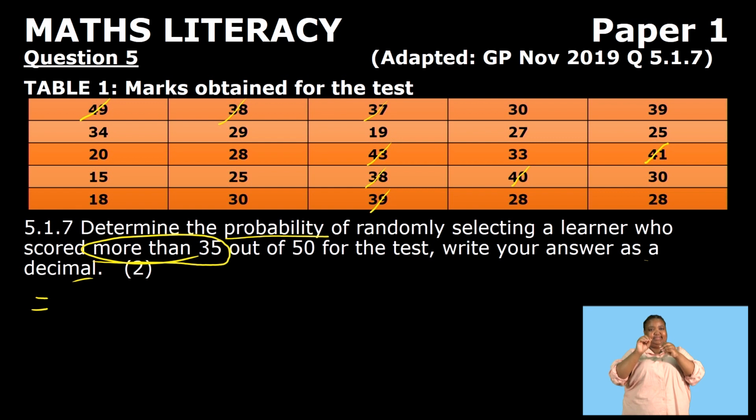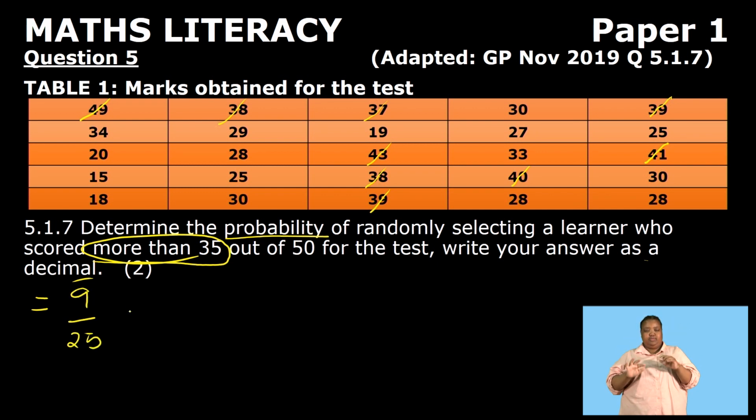Right, so now just before we can write our probability, let us verify again by looking at all those learners who scored more than 35. So the first row, we have 49, and then here we have 39, 38, 37, 43, 38, 39, this side we have 40, and this side we have missed 1, of which is 39 and 41. So we have 1, 2, 3, 4, 5, 6, 7, 8, 9 learners. So now we are going to have 9 over 25.